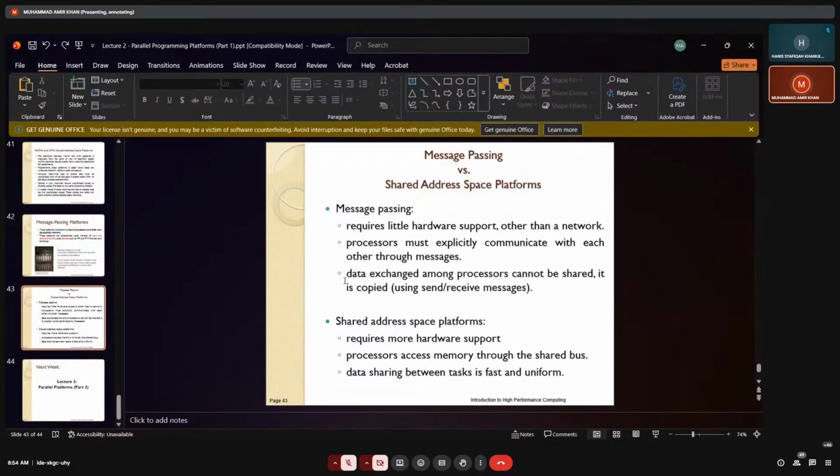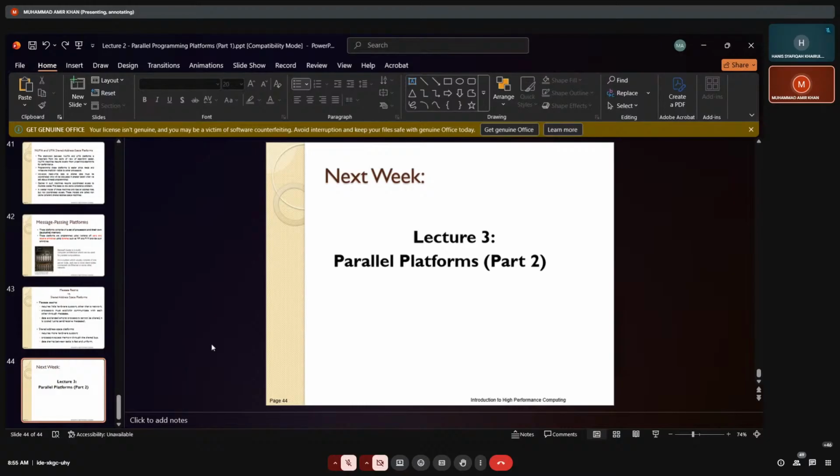So this is message passing versus shared address space. Message passing requires little hardware support other than a network. Processors must explicitly communicate with each other through messages. Data sent among processors cannot be shared if it's copied using send and receive messages. Shared address space requires more hardware support, definitely it is expensive. Processors access memory through a shared bus. Data sharing between tasks is fast and uniform. So, shared address space platforms and message passing platforms.